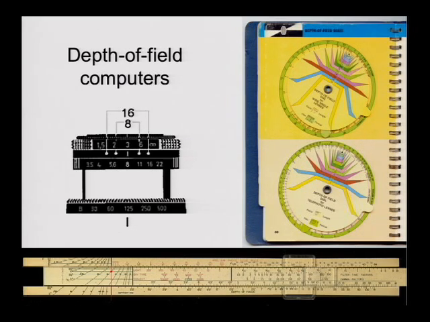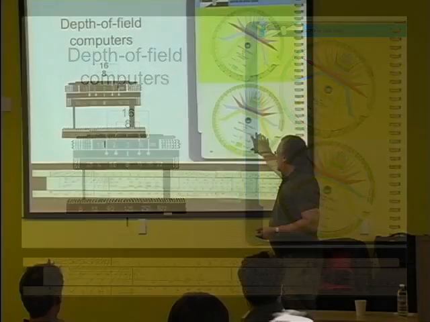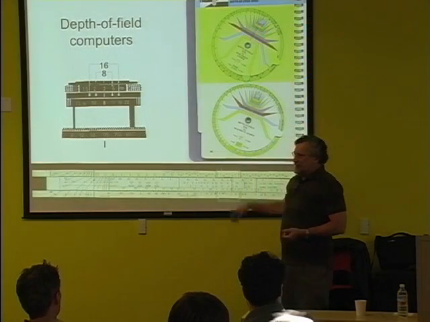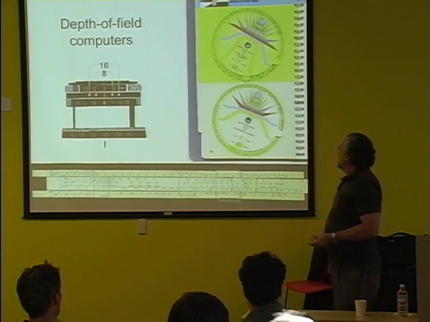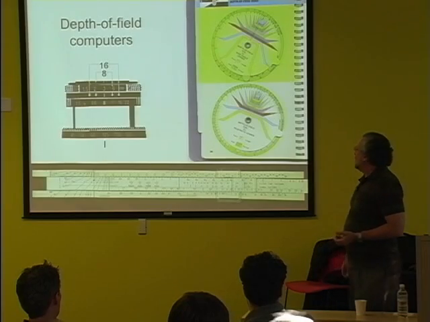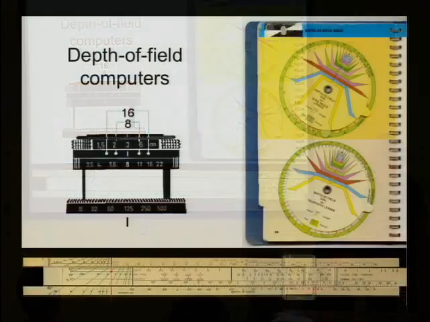So historically, there have been a lot of different ways to calculate depth of field, and these are some of the analog computing devices people have used. Kodak put out a lot of these data books, and they were big on these little circular slide rule computers. The one on the top here is the depth of field scale for wide angle lenses, and the one on the bottom is the depth of field scale for telephoto lenses.